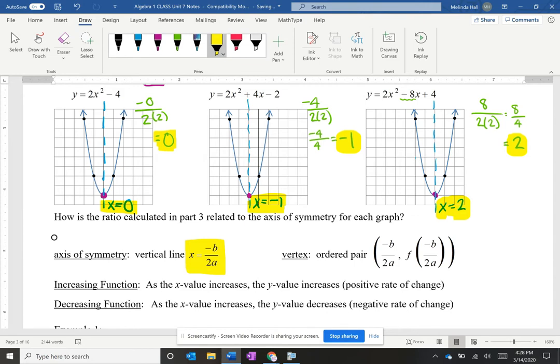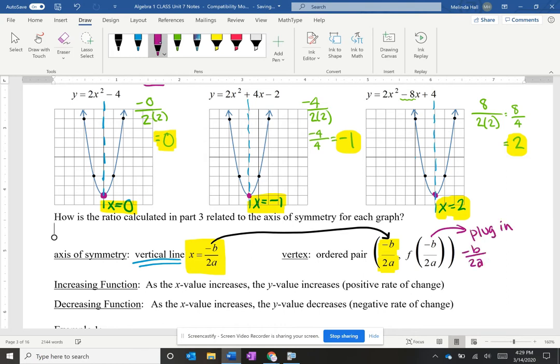Now the thing that's kind of tricky, and keep in mind that that is a vertical line, is that your vertex is going to be an ordered pair where the x value is that -b/2a, what you literally just calculated, and then you plug that into the function. This notation right here, f of -b/2a, all that really means is plug in -b/2a for x and solve for y.